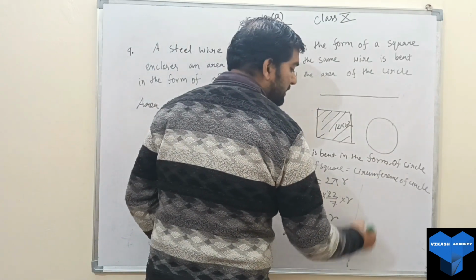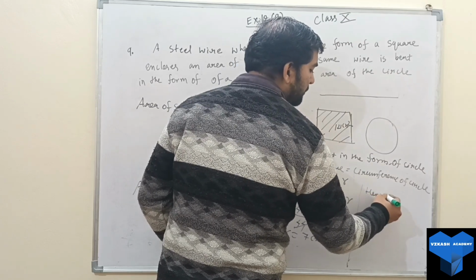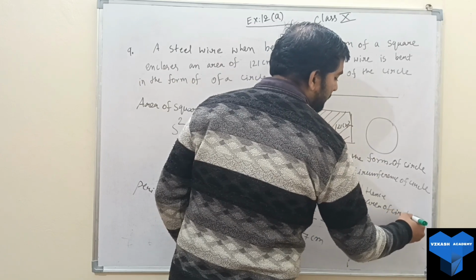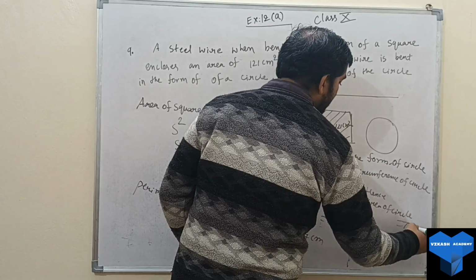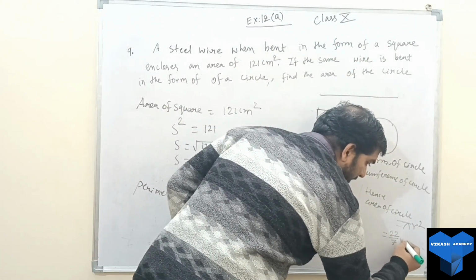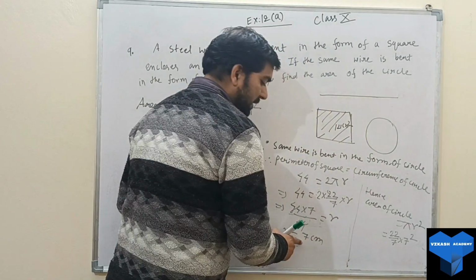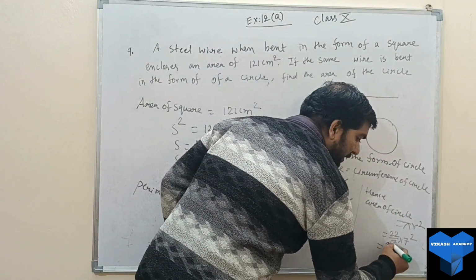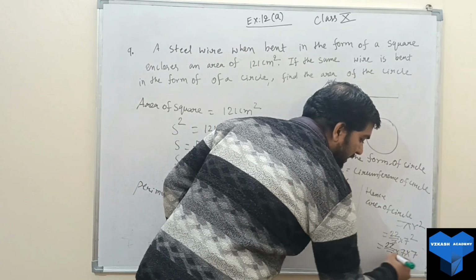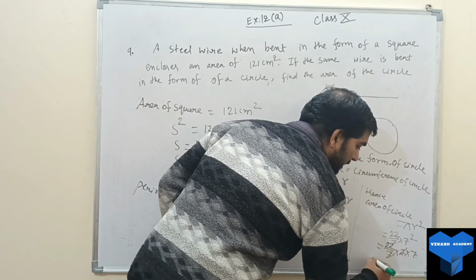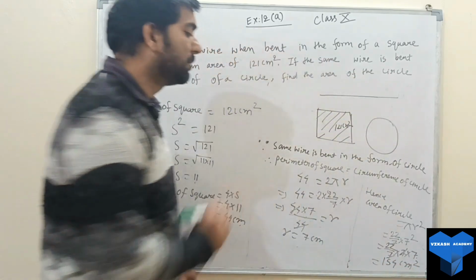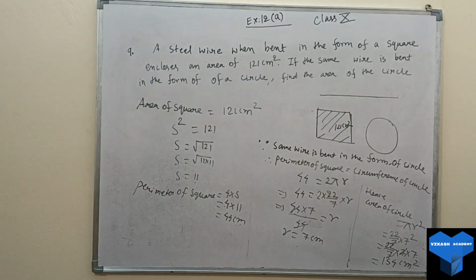So the last line you will write: hence area of circle is equal to, what is the formula? Pi r square. Pi is nothing but 22 by 7. R we got 7, so we can write 7 square. So it will be 22 by 7 into 7 square, which is 7 into 7. Cancel 7 and 7. Multiply 7 into 22. It will be 154 centimeter square. So this will be our answer. Okay.